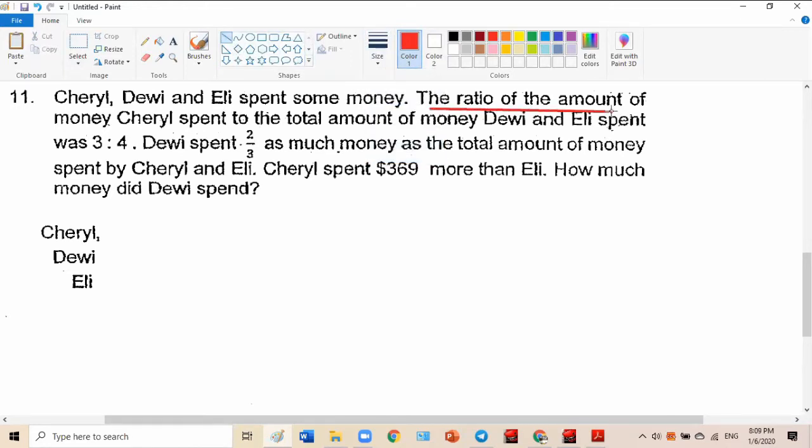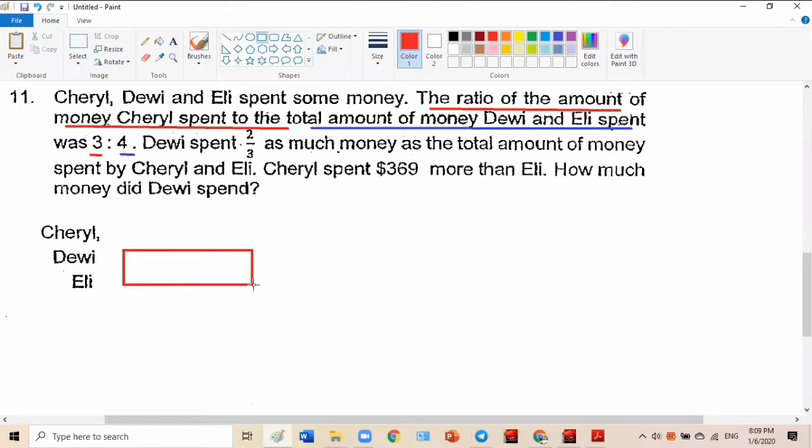The ratio of the amount of money Cheryl spent to the total amount Dewey and Ellie spent. Here's the trick: these two combine together. It was 3/4. Who is 4? Who is 3? Dewey and Ellie spent 4, right? So I'm going to draw 4 for these two people combined.